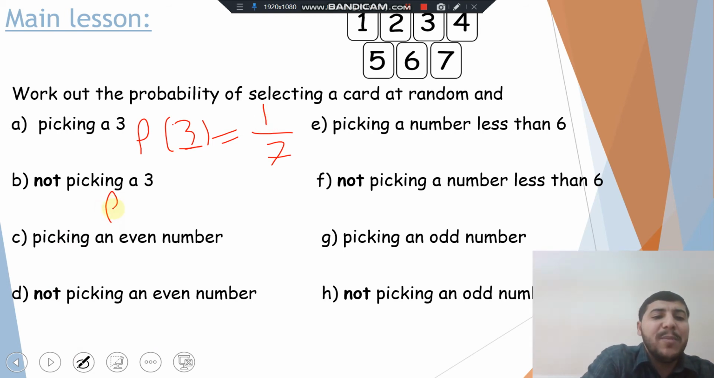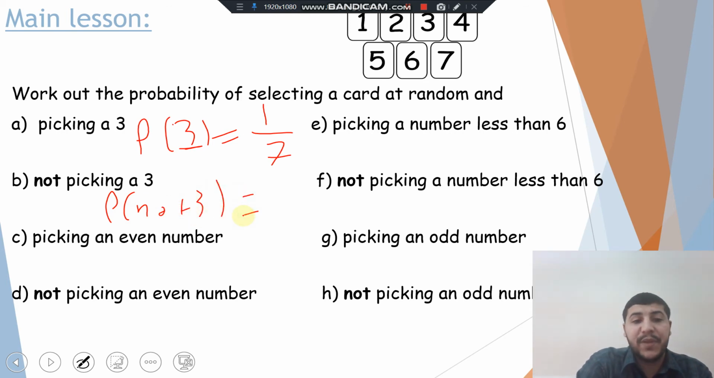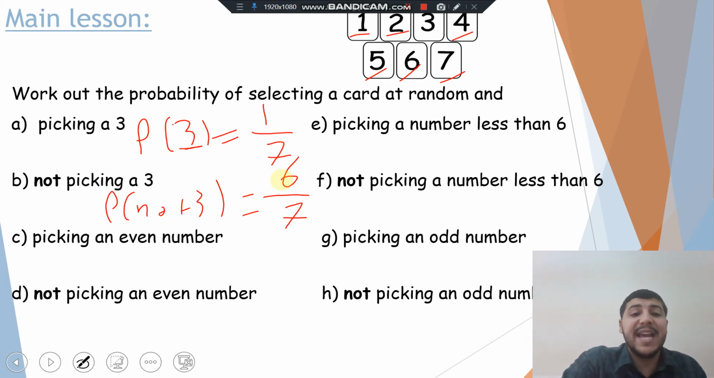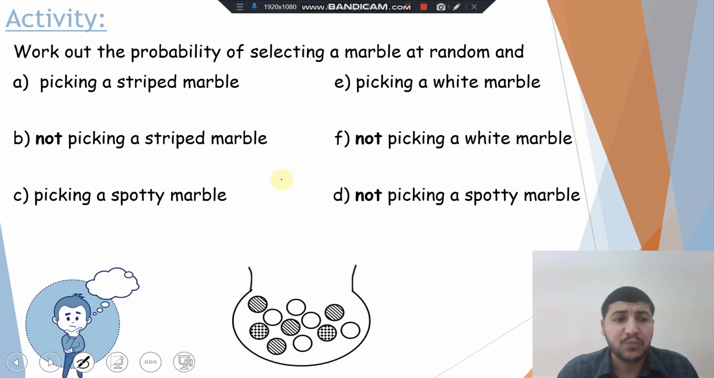Now, what is the probability for part B? What's the probability of not 3? I don't need a 3. I will take all the cards except the 3. The outcomes in total are 7. But all the cards that are not 3: 1 is not 3, 2 is not 3, 4 is not 3, 5 is not 3, 6 is not 3, 7 is not 3. We have 6 cards that are not 3. Therefore, the probability of not 3 is 6 out of 7. Same thing for the other questions.